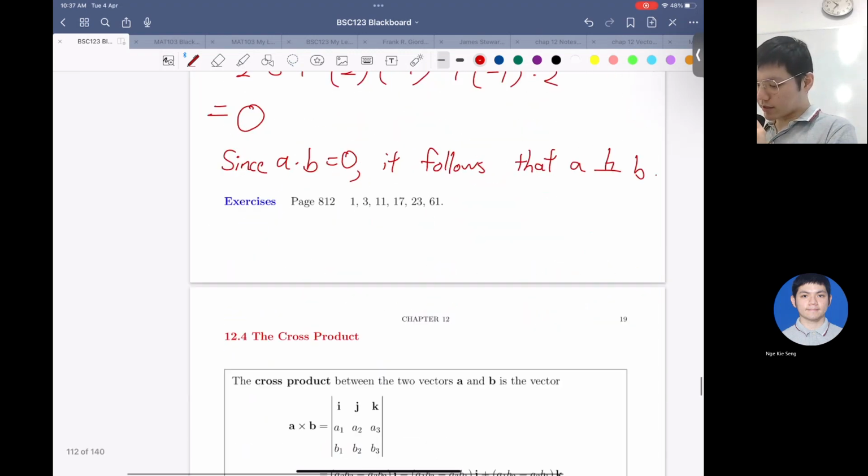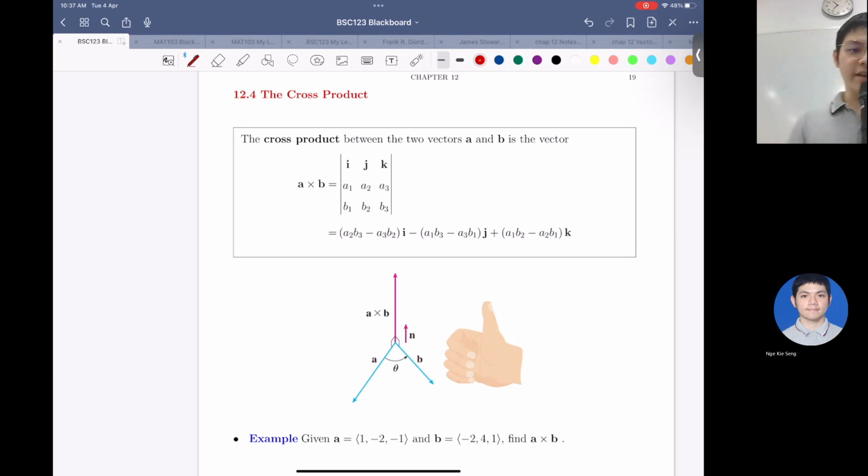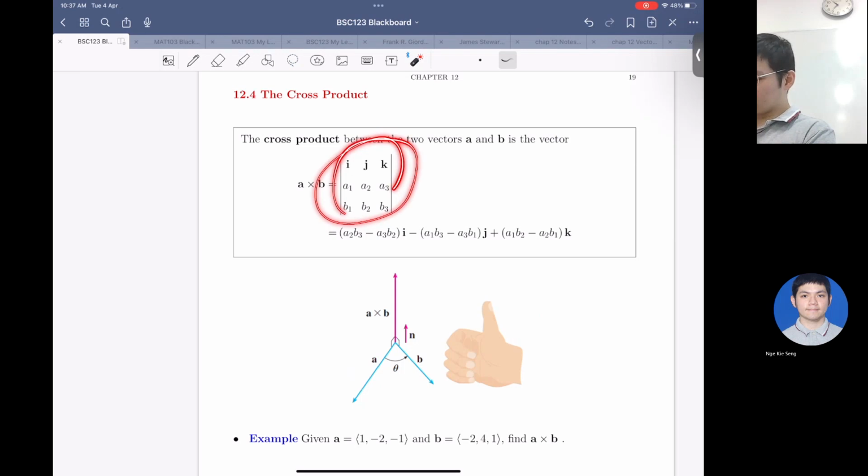Okay, after dot product is the cross product. So why do we have different products here? In cross product, we produce vectors. Dot product, we produce scalar. So anyone recall what is the notation on this? What's this notation here?